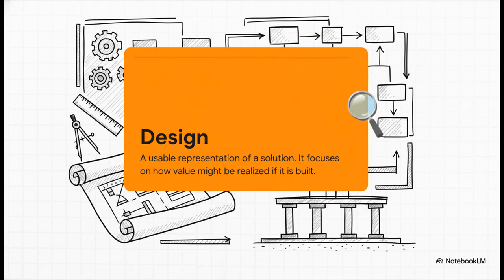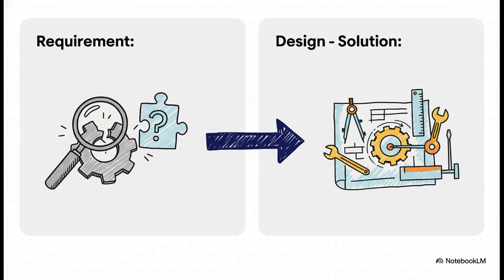And that brings us to the design. So, if the requirement is the what, then the design is the how. This is the blueprint for the solution. It's the tangible, concrete plan for how we're actually going to build something that fulfills that requirement we just talked about. You know, understanding the difference between these two is so critical.